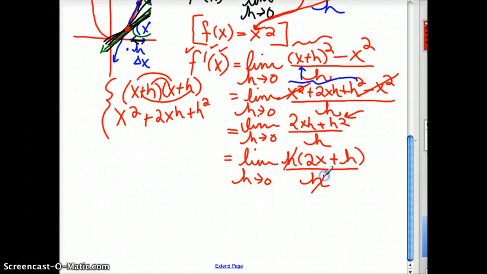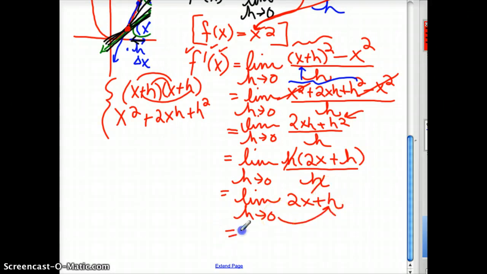And these cancel, so now I can do my direct substitution. So it's going to be my limit as h approaches 0 of just 2x plus h. And at 0, this is just 2x. So the derivative of my function at any point can be found by doing twice the x value.